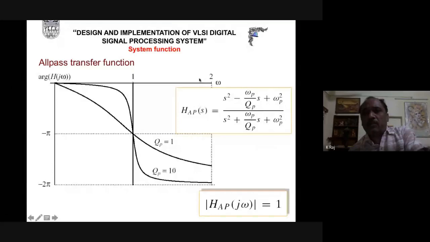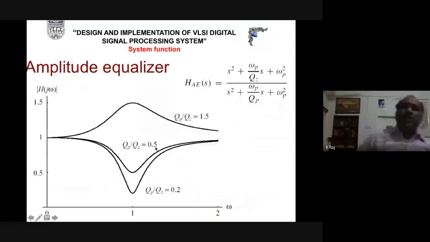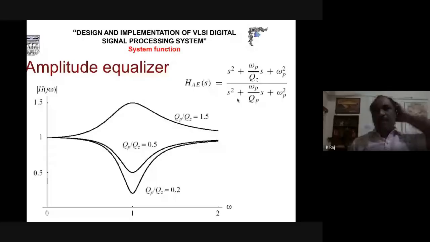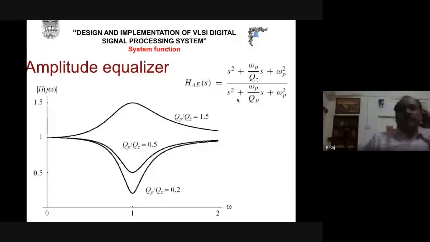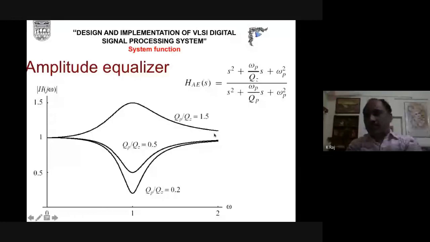Now, amplitude equalizer. If we see here the all pass filter, the equalizer, when we replace this one by the numerator, it becomes the amplitude equalizer here. And we have represented here the amplitude equalizer having the different values of the ratio of the quality factor of the pole to the quality factor of the zero. We have represented it in this manner here for the different values of QP by QZ.